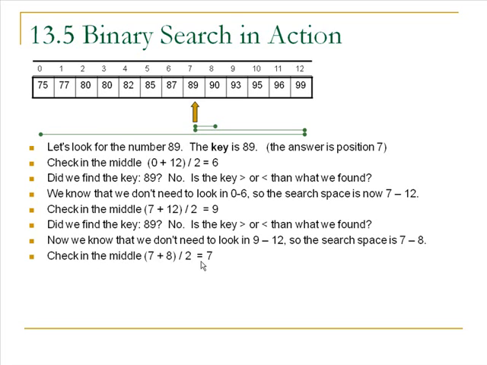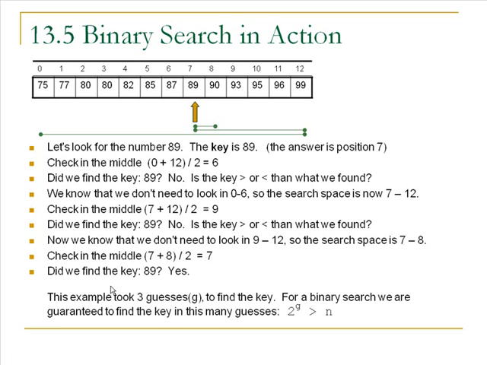So we're going to do the same thing again. Check in the middle. We don't really have a middle of two elements, but we'll do the same calculation. 7 plus 8 is 15 divided by 2 is 7 in integer arithmetic, and that means that we're going to look at element 7, and we found what we were looking for, and so the algorithm is over. This is very efficient. It took us only 3 guesses.